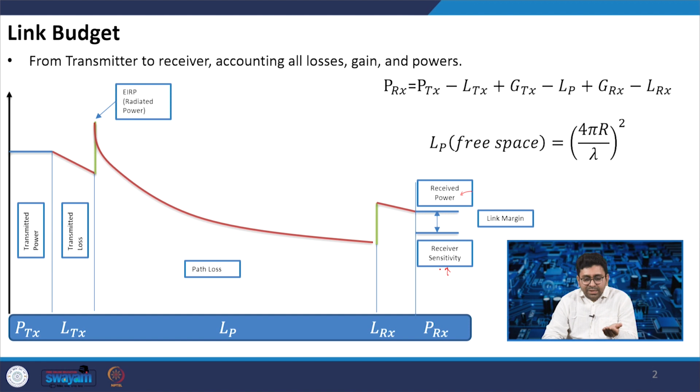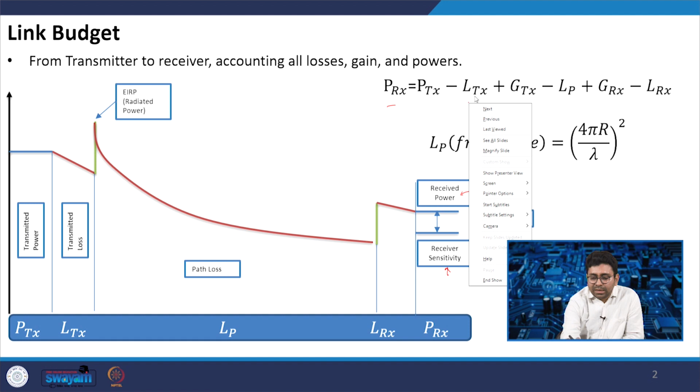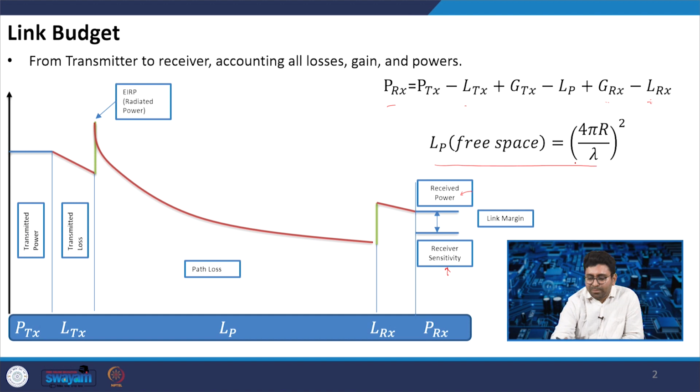The received power PRX can be given by PTX, the transmitted power, minus LTX, that is the loss, then plus GTX, minus path loss, plus GRX, minus the loss in the Rx, that is at the receiver side. For free space path loss, you can write it as (4 pi r by lambda) whole squared. This is the equation of free space path loss. There are different kinds of path loss models you can also use to estimate how much power will be received at the receiver.